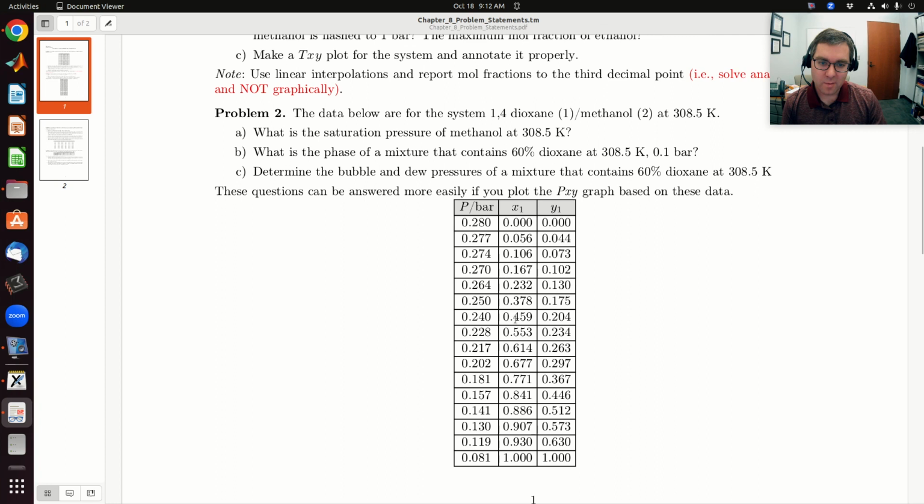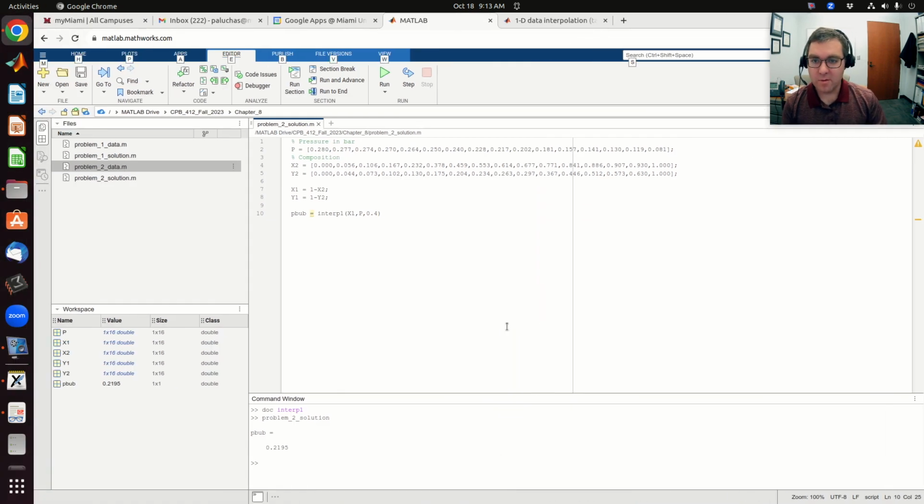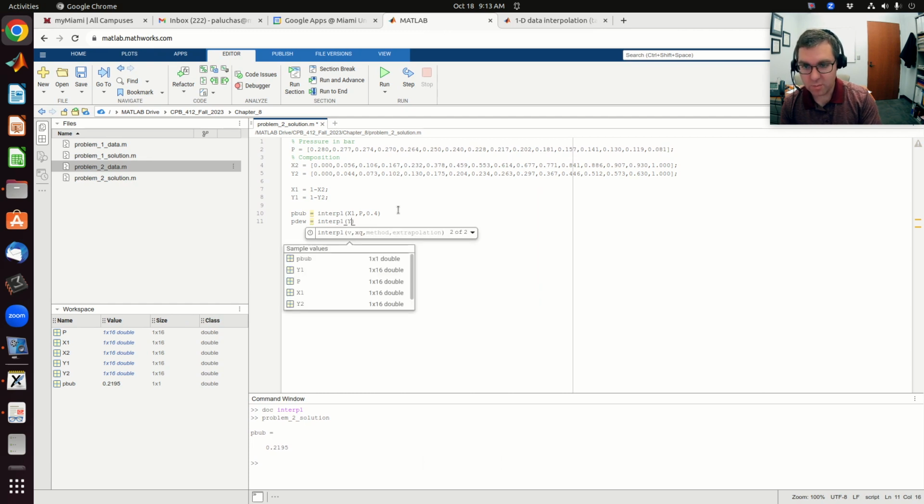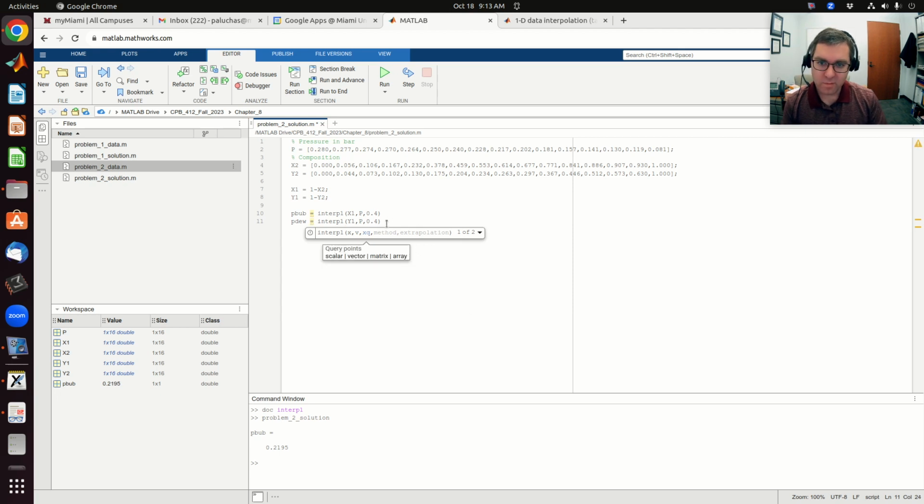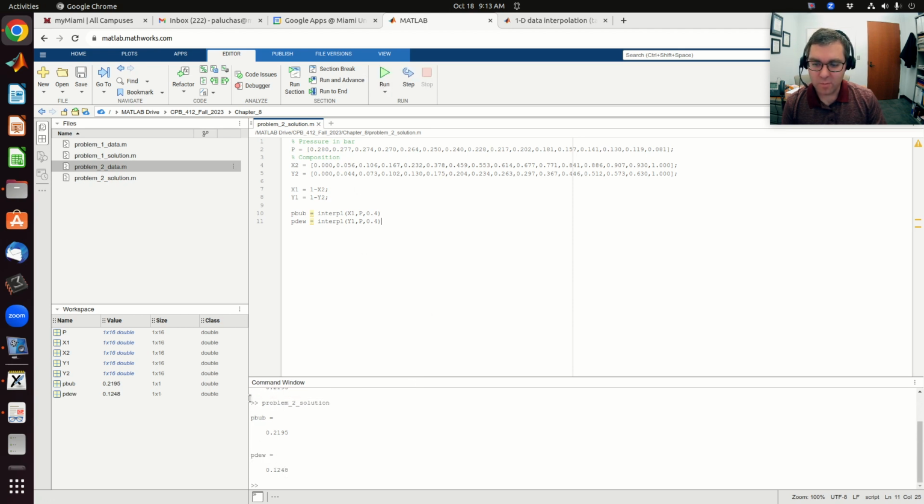When I look at my problem, 0.2195 seems reasonable, right in between the two of them. Fantastic. Then we do the same thing with P dew. It's going to be the same thing, interp1. By default, it's doing a linear interpolation. But now I'm going to estimate a value of P at a given value of Y. So it's going to be Y1, comma P, comma 0.4. I'm looking for when Y1 is equal to 0.4. I run it, so now I get P bubs and I get P dew of 0.1248.